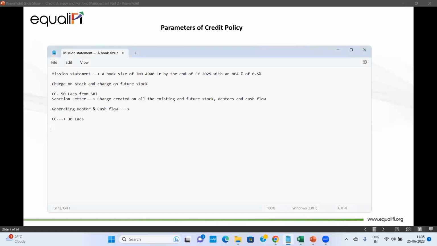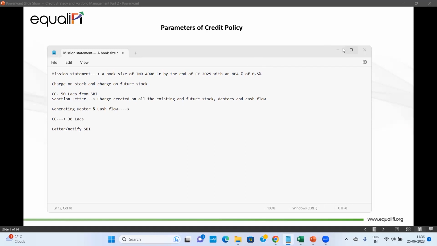So you have to send a letter or you have to notify SBI that the customer has approached you for a funding of 30 lakhs and you will also create a charge on stock subject to an NOC from them. Yeah, right. You can create a pari passu charge also, subject to a no objection certificate from them.